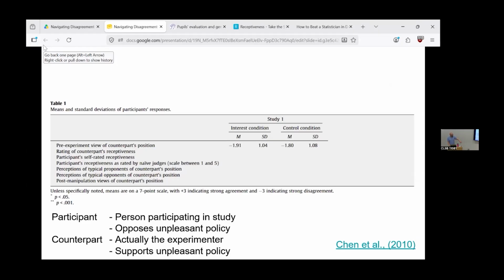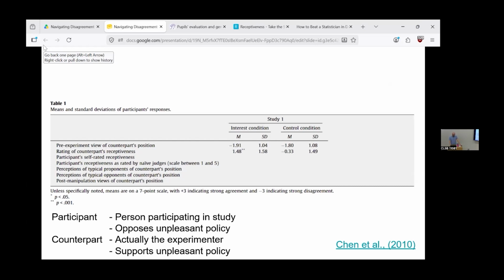So like I said, assignment was random to these two groups, and the pre-experiment view of comprehensive exams was about the same. There was no significant difference between them. So randomization was successful. But the participants rated the counterpart as more receptive in the interest condition.